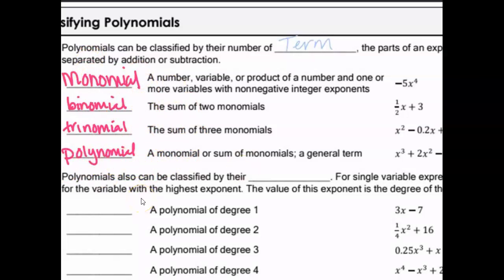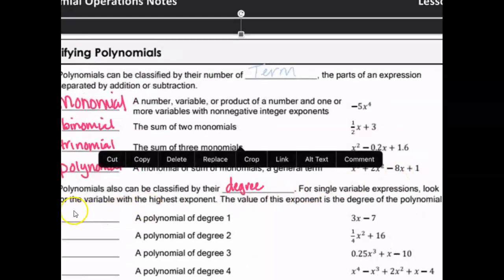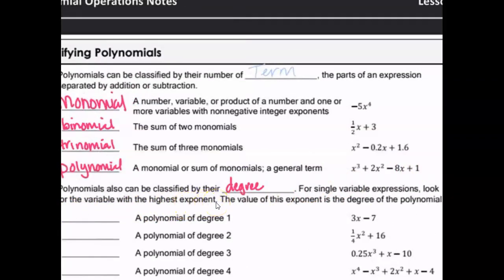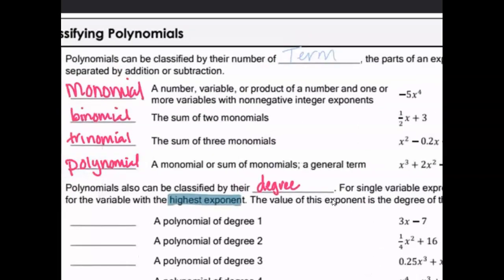They can also be described by their degree, where degree is their exponent, really. So for a single variable expression, we look for the variable with the highest exponent. Whatever exponent they have, that will be our degree, and that's what we say is the degree for the entire polynomial. So the largest exponent is what we use to classify our degree.